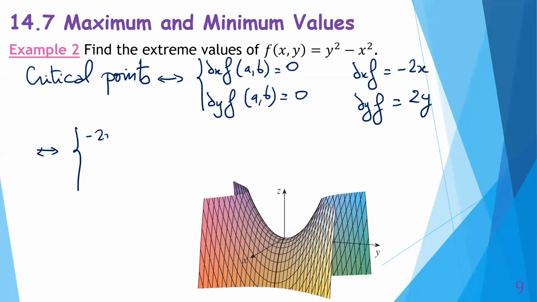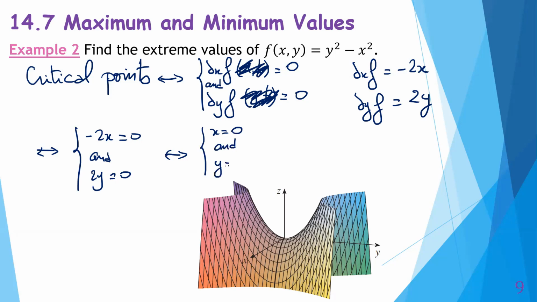This means that minus 2x equals 0 and 2y equals 0. So these two conditions must hold at the same time, intersection. Okay? So it means that x is 0 and y is 0. So how many critical points do we have here? One. We have one critical point at the point 0, 0. Is it a minimum? Is it a maximum? Is it a saddle point?